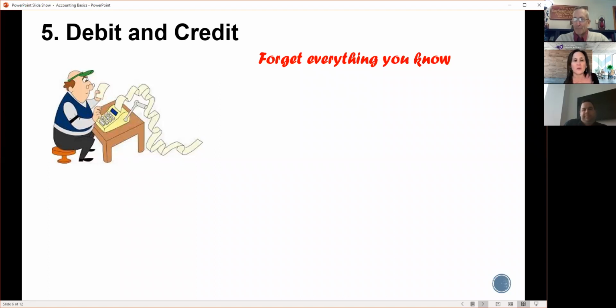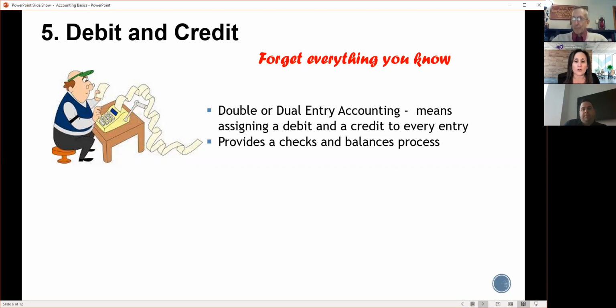So way back when, way before computers and counting machines and so on, when an organization was trying to track their financial information, they would do so with pencil and paper. And when you're tracking that information, one of the things we know about accounting is how important accuracy is. So they developed a system called double or dual entry accounting, which essentially means that they're going to create a checks and balance for every entry, every transaction that comes in. And that means they're going to assign what they call a debit and a credit to every entry.